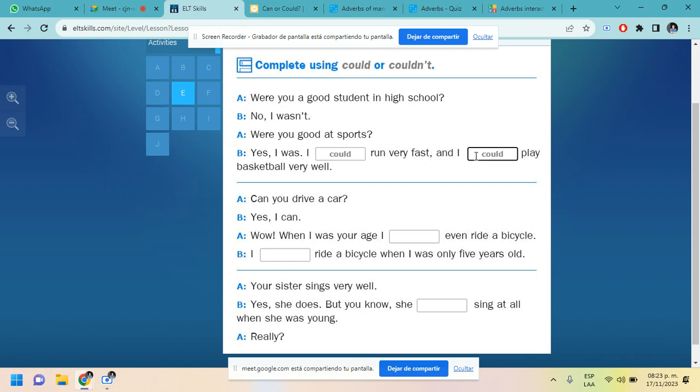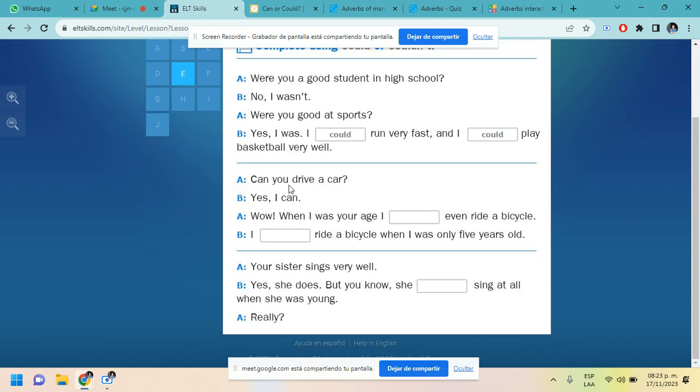Yeah, I could play basketball very well. Because you see, they are talking about the past in high school. Well, some of you are in high school, no? But the rest of us, we are at university or we are adults. Even we have children and wife or husband, you see? That's good. The next conversation.